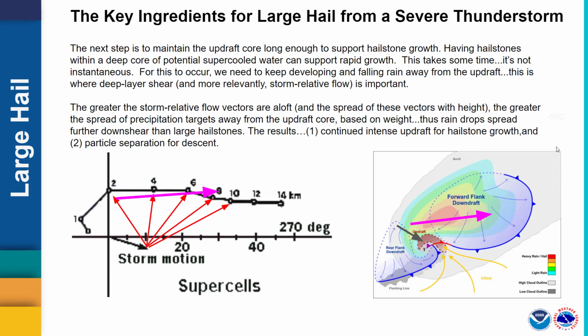Next, we need longer-lived updrafts, and for that we need some separation between the updraft and developing downdraft. Otherwise, the precipitation falls through and weakens the updraft, as we tend to see with pulse storms in the summer. The hodograph can help us assess this. It shows the pattern of storm relative flow vectors and shear vectors with height, which relate to the orientation of the storm and how precipitation is spread out downshear. This allows the updraft to remain intense longer, supporting large hailstone formation, and reduces the melting impact that occurs if the hailstones were to descend within a heavy rain shaft.